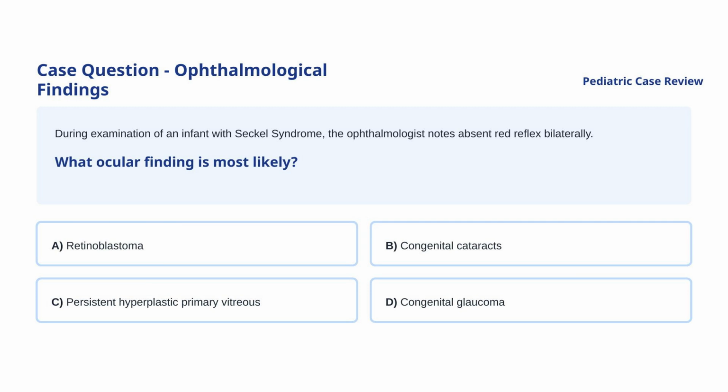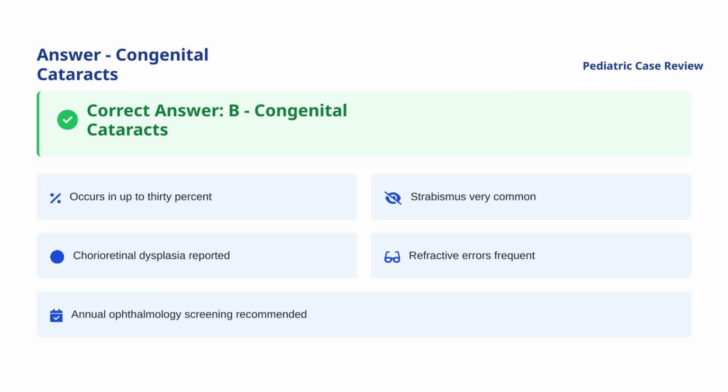Case 7. During examination of an infant with Seckel syndrome, the ophthalmologist notes absent red reflex bilaterally. What ocular finding is most likely? Option A, retinoblastoma. Option B, congenital cataracts. Option C, persistent hyperplastic primary vitreous. Option D, congenital glaucoma. The correct answer is B.